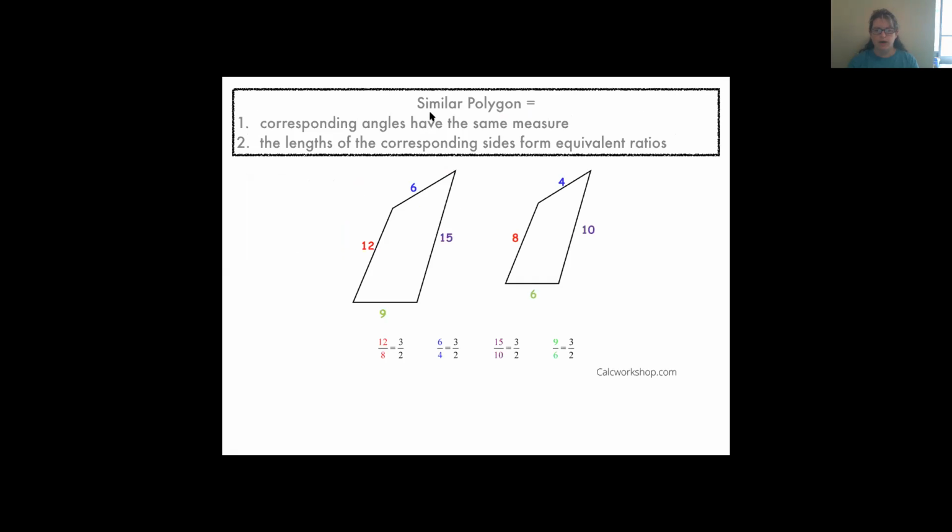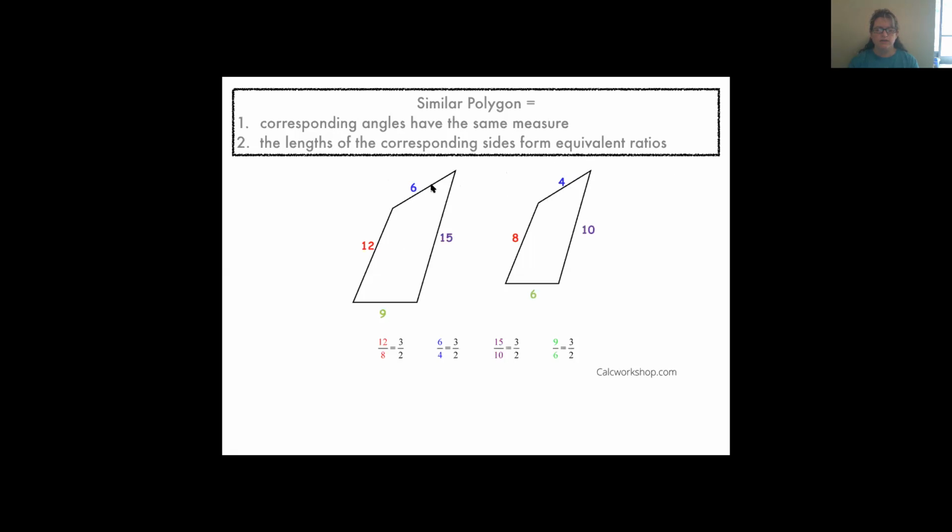So if you have similar polygons, that means the corresponding angles have the same measure. Corresponding means it's the same side from one shape to the other shape. For example, this side, the corresponding side is this one. All right. So to have a similar polygon, you need to have corresponding angles that have the same measure, and the lengths of the corresponding sides form equivalent ratios, not fractions, equivalent ratios.